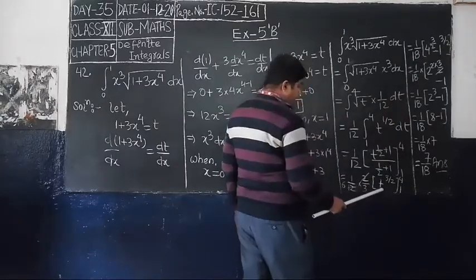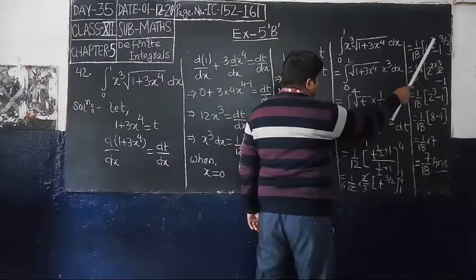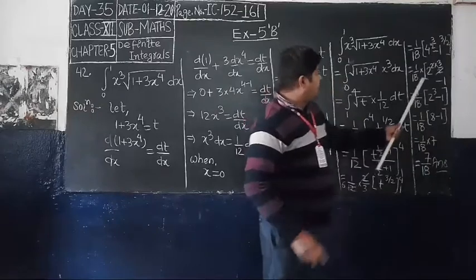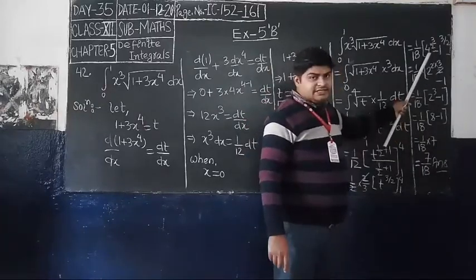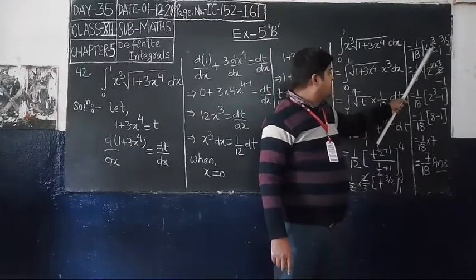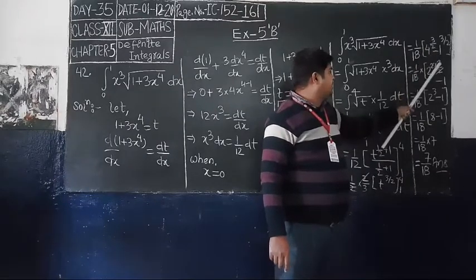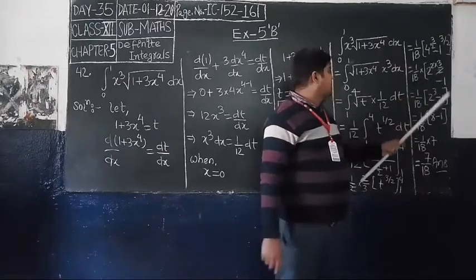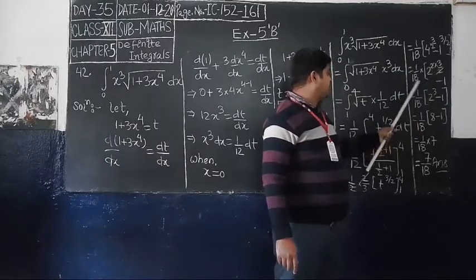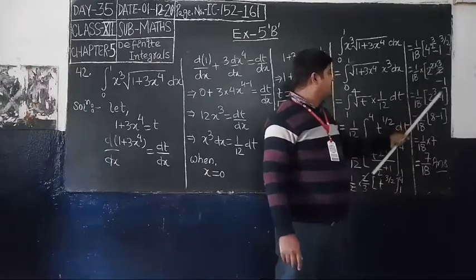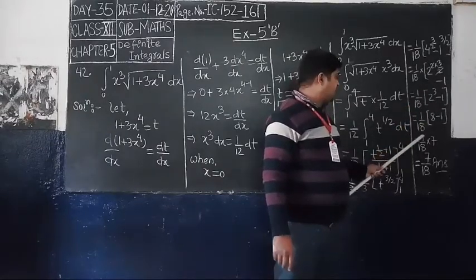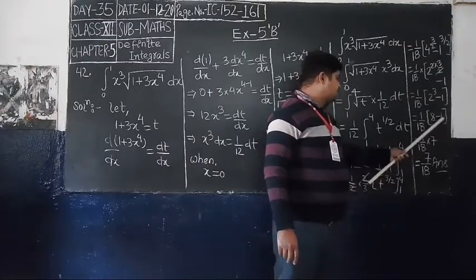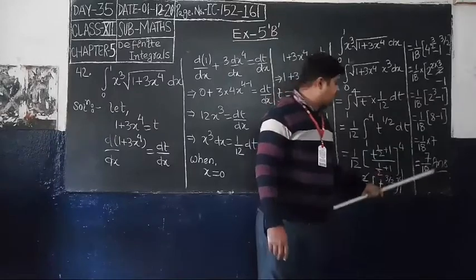Put the value of t = 4: 4 to the power 3/2 minus 1 to the power 3/2. So 1/18 into, you can write 4 as 2 squared, so 2 to the power 2 into 3/2 minus 1 to the power any terms, the result should be 1. The 2s cancel out, that means 1/18 into 2 to the power 3 minus 1, this becomes 1/18 into 8 minus 1. So 1/18 into 7, so the final answer is 7/18.